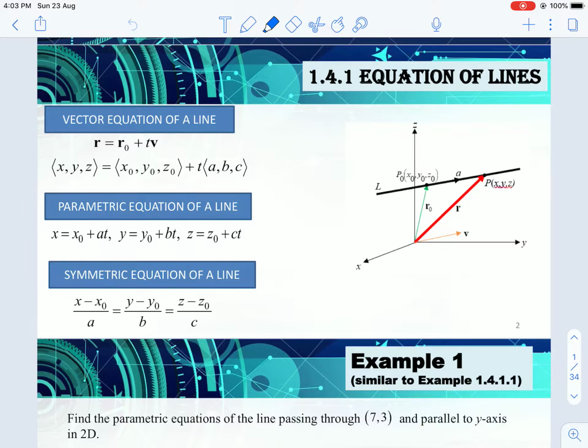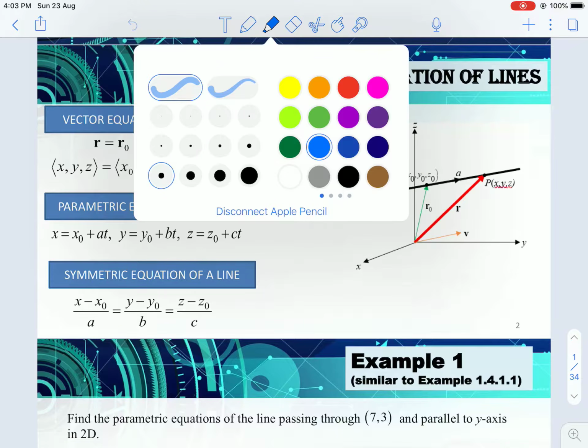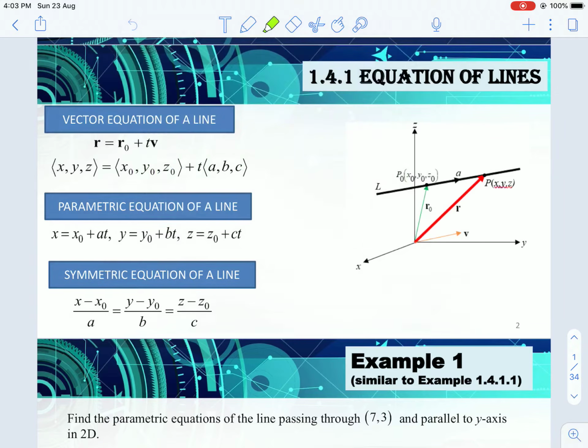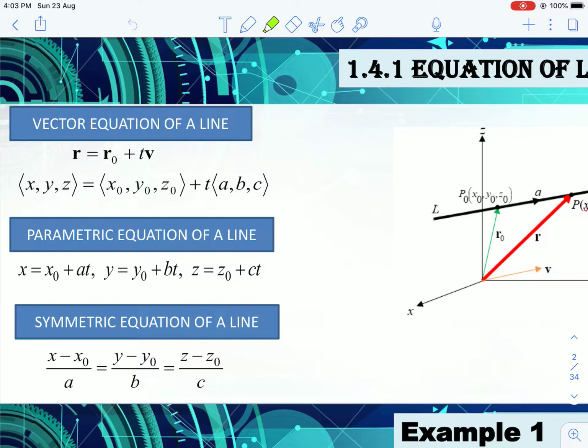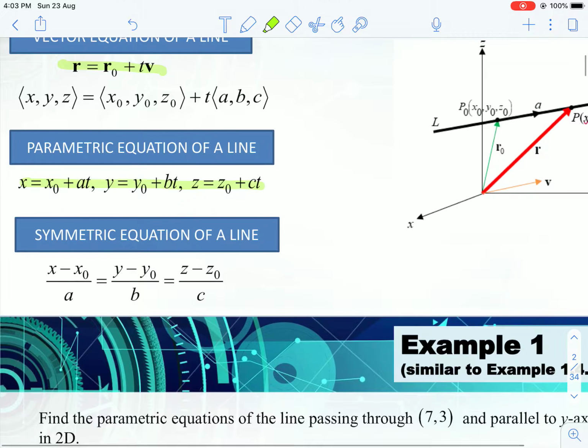Basically, in equations of lines, we will have three equations. We will have vector equations, so this is the formula of vector equations, and we also have parametric equations. This is the formula of parametric equations, and then we will have symmetric equations of a line.